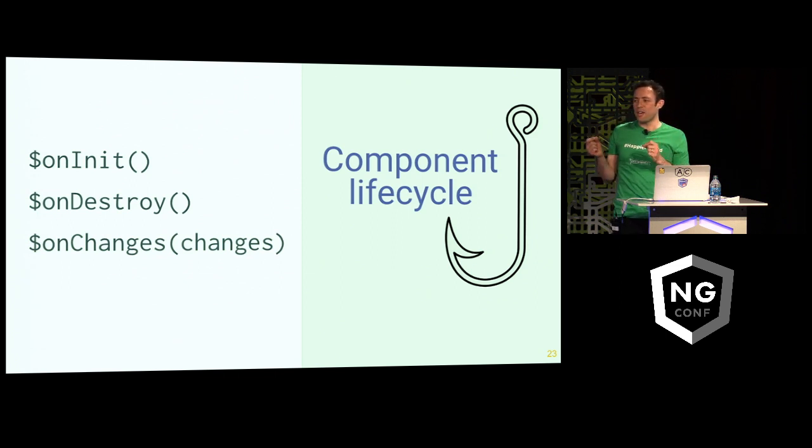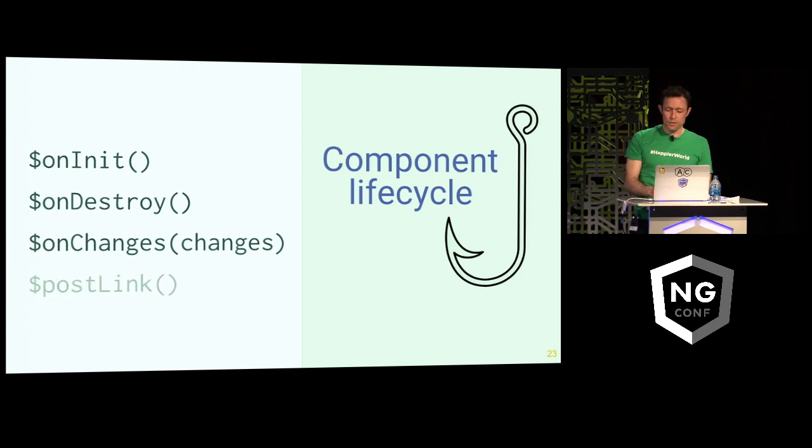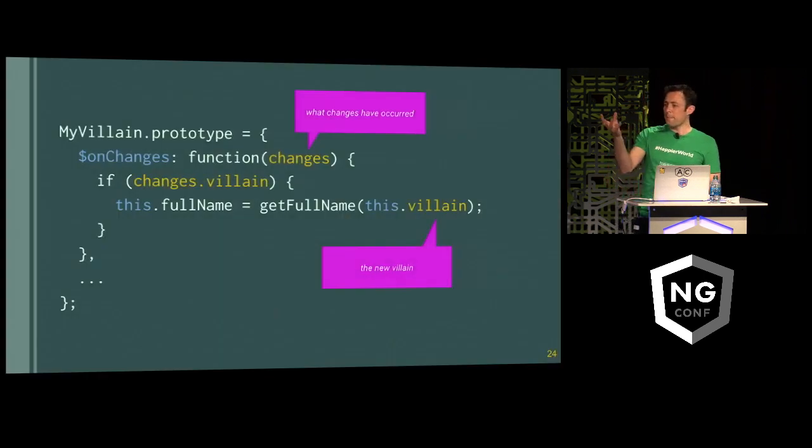And now, the $onChanges is my favorite hook that we've implemented just in the last couple of months. This gets called whenever any of the input bindings change. And the parameter that gets passed in is a hash object which contains a key for each of the input bindings that have changed, and then the value of that contains both the previous value and the new value for that binding. This is an excellent opportunity for you to go in and compute properties based on the inputs. So in this case, you can see that we're noticing that the villain has changed that was bound to the myVillain component. And you can see then that we are computing the full name from this villain rather than doing that inside some kind of watch.